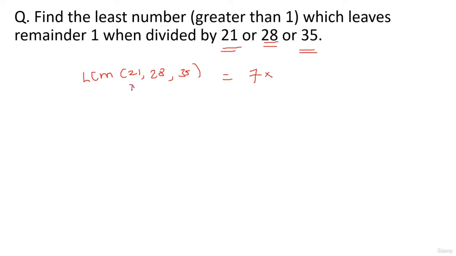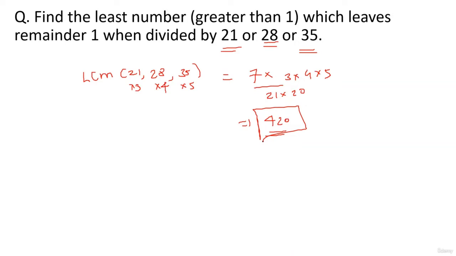21 is 7 threes, 28 is 7 fours, 35 is 7 fives. So the uncommon factors are 3, 4 and 5, and you can multiply these. 7 threes are 21, 4 fives are 20, 21 times 20 is 420. So 420 is the least number which is divisible by 21, 28 or 35.